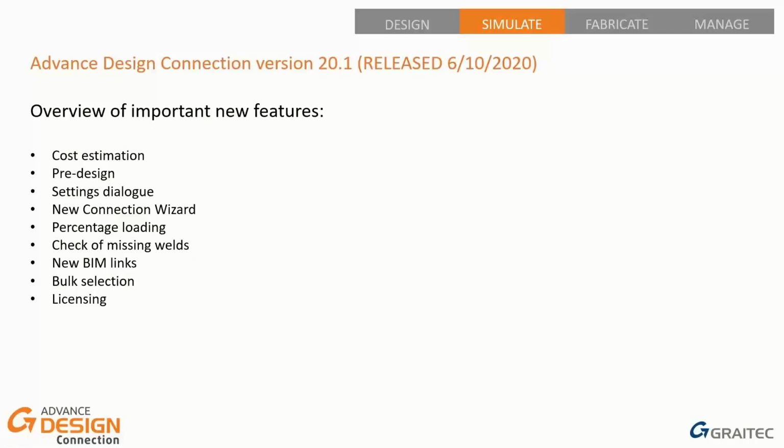I will also show you the new beam links for new versions of other software that you can use with our beam link. We have a new tool when you're exporting your connections from, for example, Advanced Steel or other software. As you know, previously we were limited to just one selection, but now we have a new tool, which is a bulk selection, so you will be able to select several connections. And finally, I'm showing you the new changes and improvements for licensing.